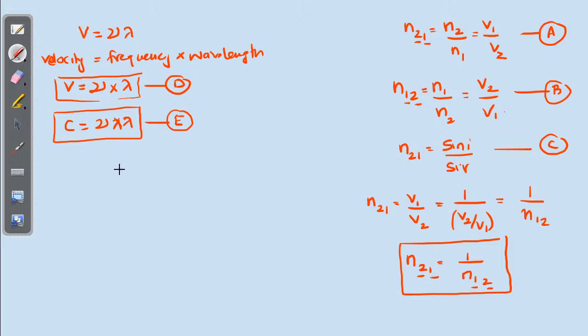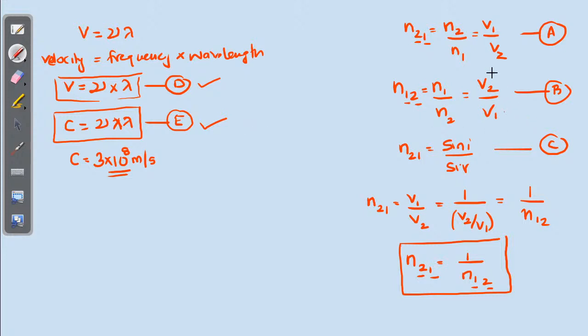So when light travels in vacuum, the velocity is a constant. I know the c value. The c value is 3 into 10 raised to 8 meter per second. So whenever light travels in vacuum or air, you can use expression E, and whenever light travels in a particular medium, you can use the expression v equal to nu into lambda. Hope you understood these expressions. Now we are going to use these expressions whenever we solve problems.